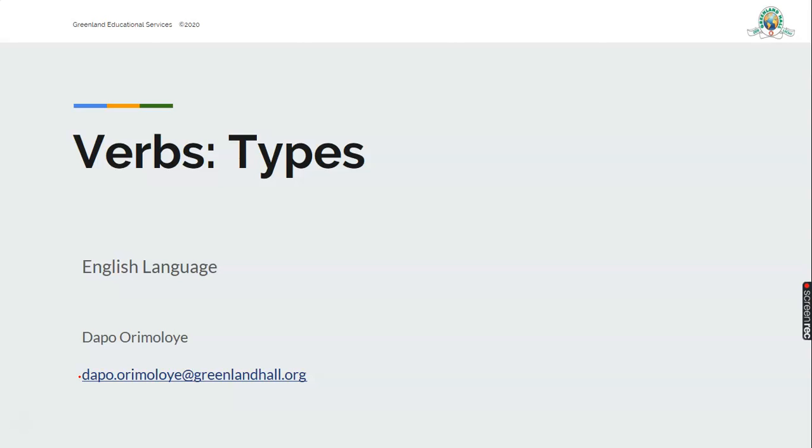Today we'll be concluding our discussion on verbs. Last week we considered verbs, the definition, and some types. Today we are considering the concluding part.